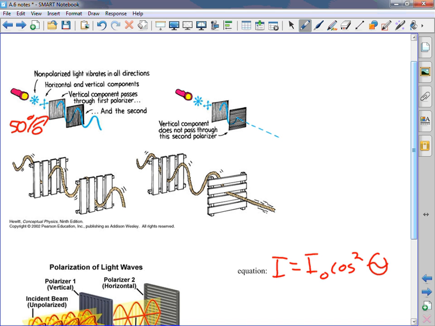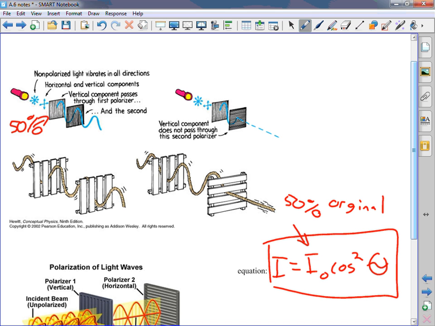The equation that tells you how much light comes through the second one is I equals I naught cosine theta. Now, let me point out, I naught, the initial intensity of light, is always going to be 50% of the original. And then as your angle grows to 90 degrees, you'll get where no light is transmitted.